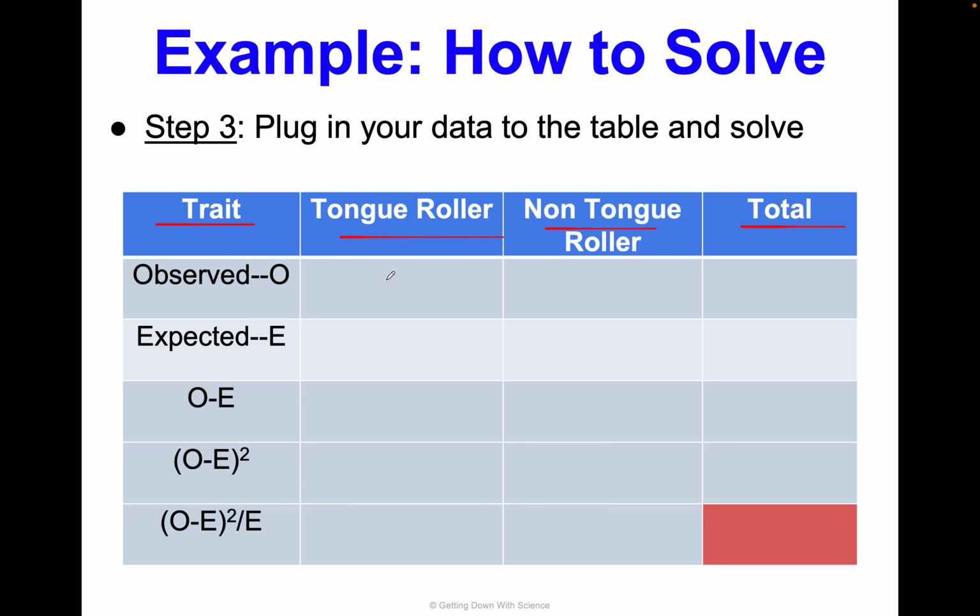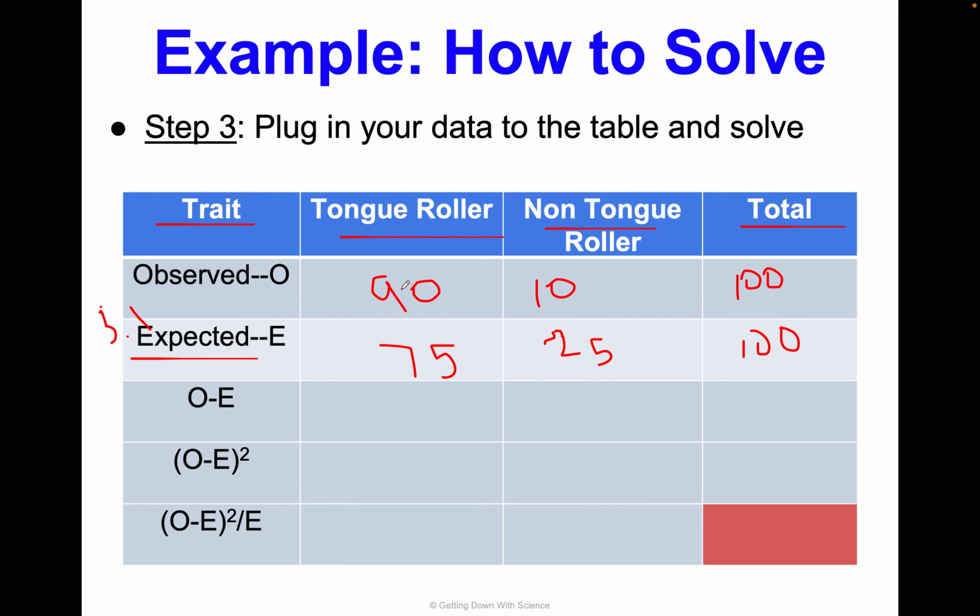So our observed data shows that 90 individuals could roll their tongue and 10 cannot. That gives us a total of 100. However, our expected data, because of our 3-to-1 ratio, should say that 75 of our individuals should be able to roll their tongues and 25 shouldn't be able to. That's our expected results, right? All parents are heterozygote, gives us a total of 100.